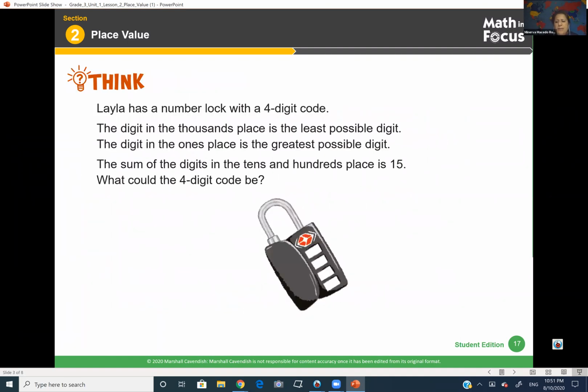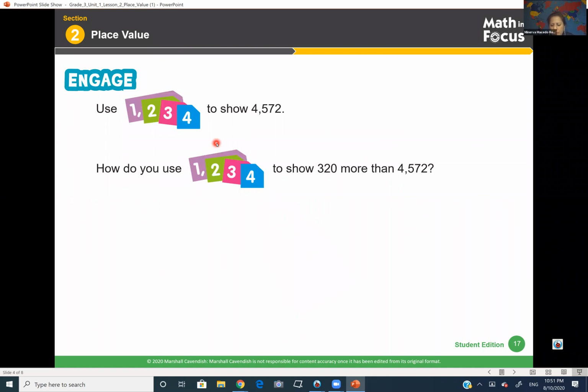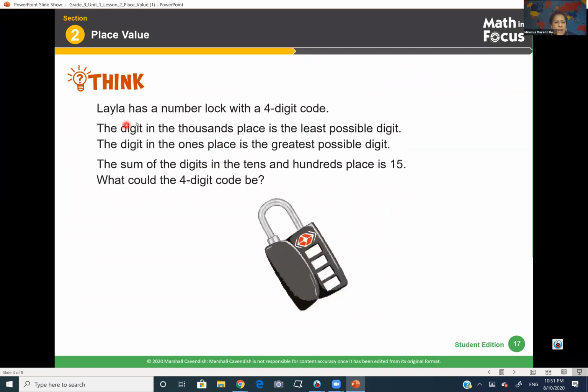So let's start by thinking about this little problem we have here. Now this is just for you to start thinking, and what can we do to solve this problem? So let's listen first. The first part says Leila has a number lock with a 4-digit code. Now if you pay attention, this is a little lock, and then we have to know which number goes here in the code.